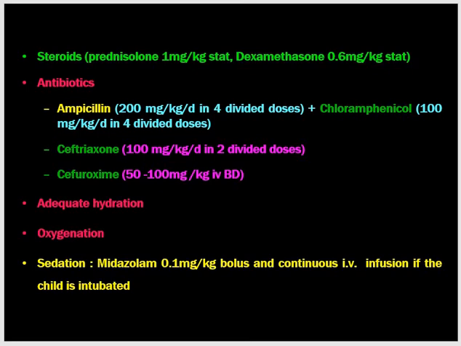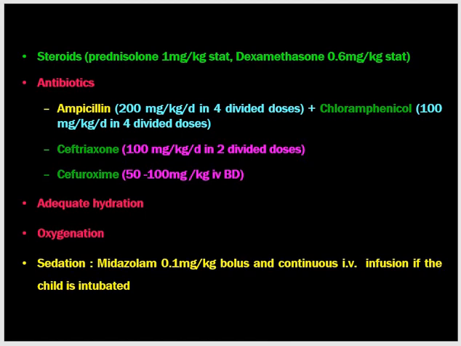Antibiotics which are active against Haemophilus influenzae are to be given. Ampicillin in a dose of 200 mg per kg per day in 4 divided doses, that is 50 mg per kg per dose, and chloramphenicol 100 mg per kg per day in 4 divided doses, again 25 mg per kg per dose, can be given, which is active against Haemophilus influenzae. Ceftriaxone in a dose of 100 mg per kg per day in 2 divided doses, or cefuroxime 50 to 100 mg per kg IV twice a day can be given. Nowadays, we prefer giving cefuroxime for patients with acute supraglottitis. This is a second generation cephalosporin.